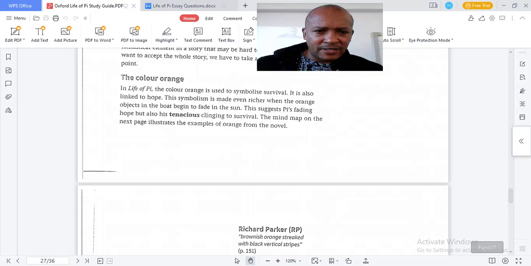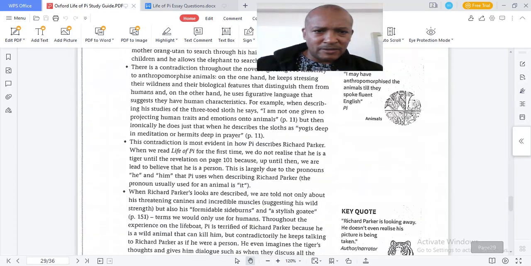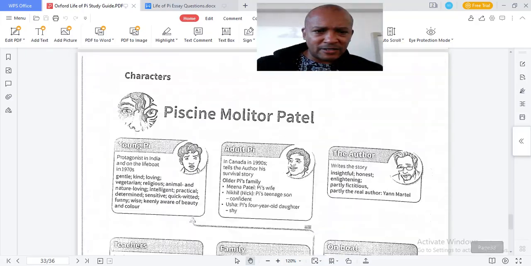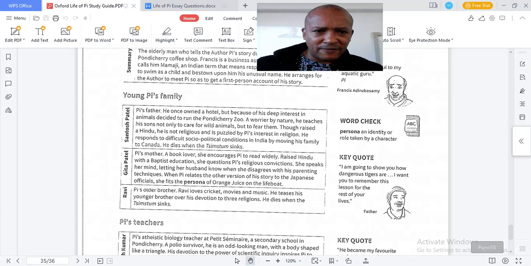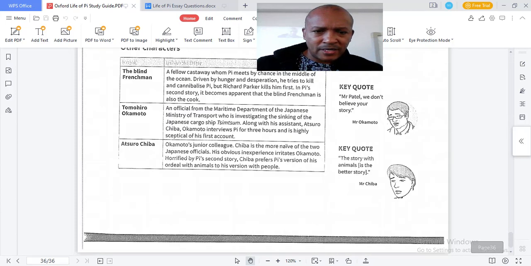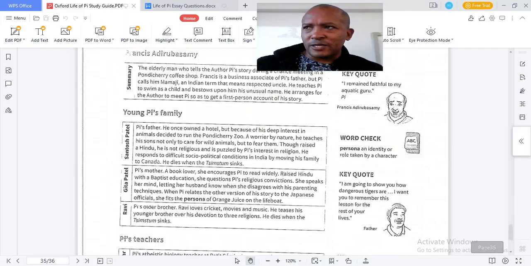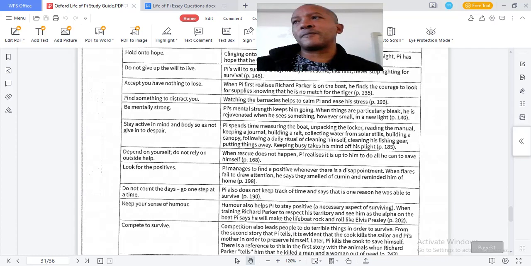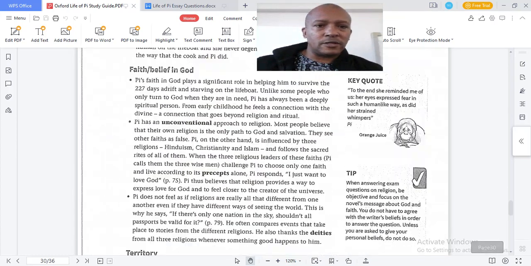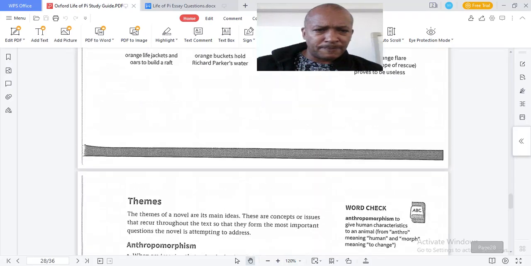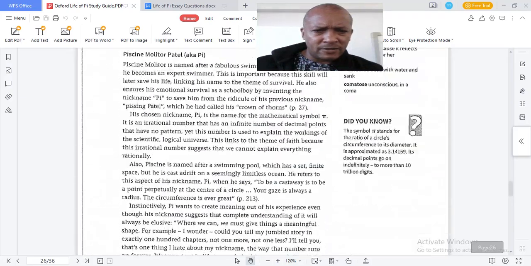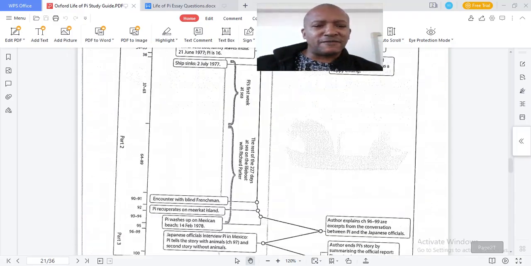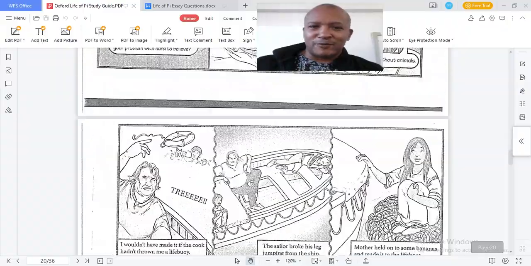I wonder if I have a summary somewhere. Themes, dimorphism, survival, the will to survive. I'm just going to scroll through here to see if I have that for you. Okay, what do you know about this story, anyone and everyone? First of all, to those of you who are watching the videos, is it helpful? Okay, good. Let's quickly have a look. If I have a summary, who can summarize the plot for me?